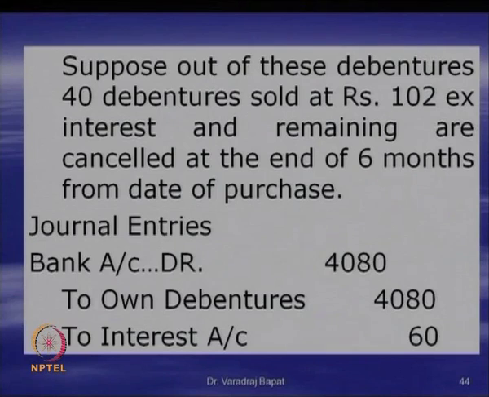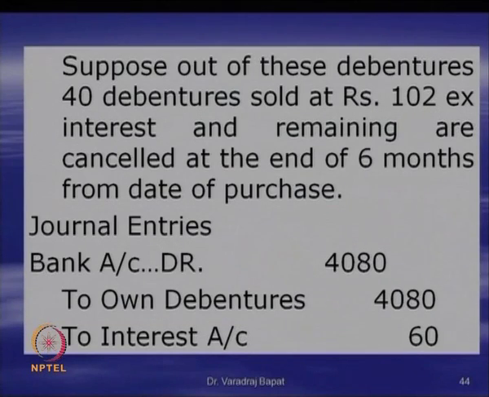Now first of all, you should know what is ex interest. As we saw last time, the concept of cum interest. In cum interest, the interest is included in the price. So 98 rupees was with interest. Cum means with interest. Whereas in this case, 102 is ex interest. By ex interest, it means interest is paid extra. That is why when we are selling the debentures at 102, 40 debentures, you can multiply 102 into 40. So we got 4080. So bank account debit is 4080.